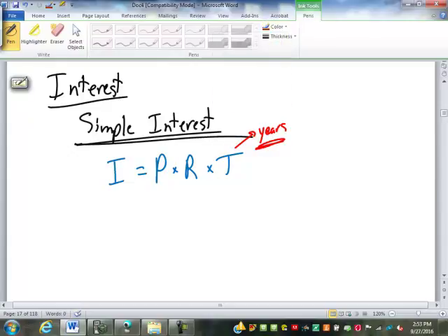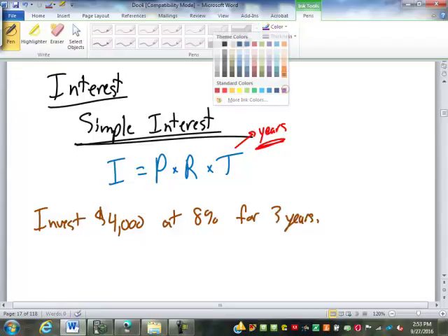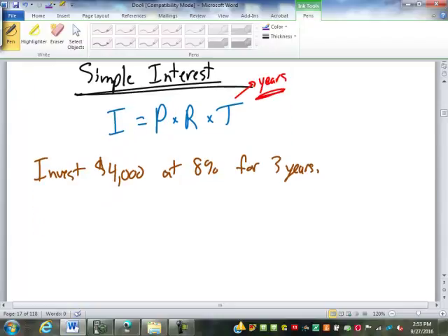So let's give you an example. Let's say you're going to invest $4,000 at 8% for 3 years. What are you going to have at the end of the 3 years?